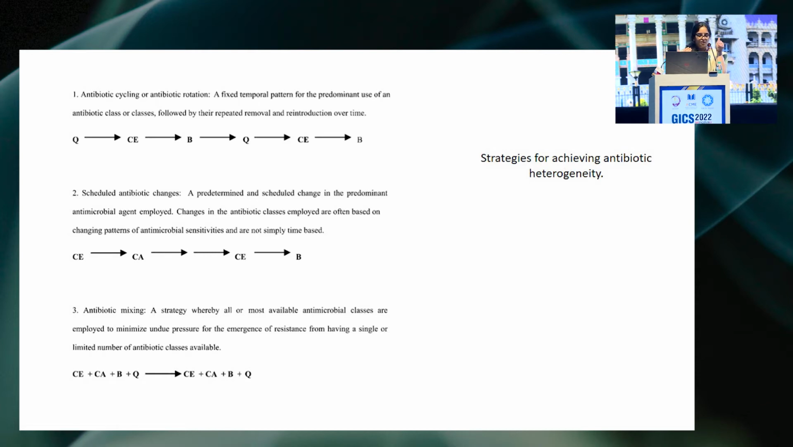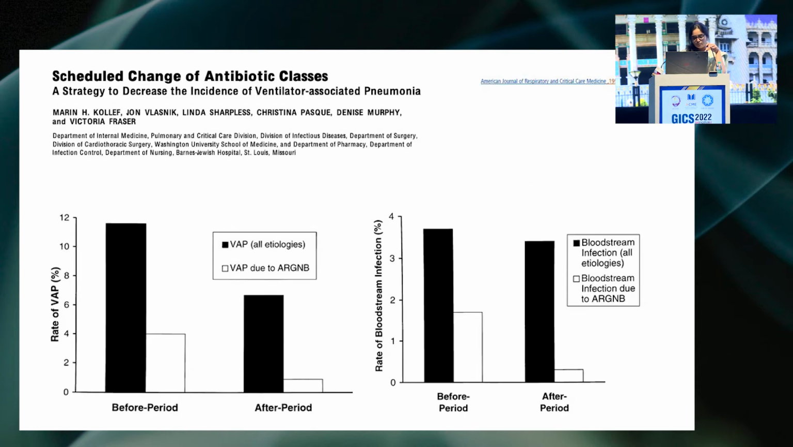As I said, studies for this purpose have been done for a very long time, but none of them have given us very strong data. This is one study published somewhere in 1990. It showed that before the period of antibiotic rotation in the ICU setup, VAP mortality was around 10 to 12%, while after a period it dropped down to 6 to 8%. Similarly, in bloodstream infection, the mortality difference was quite significant.